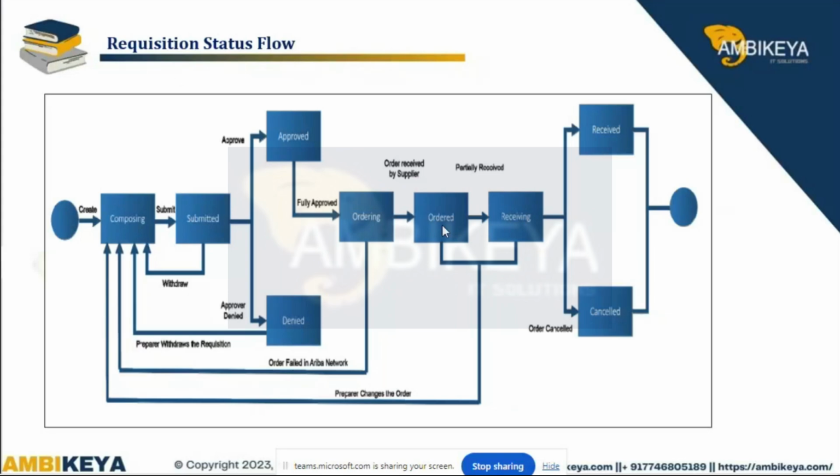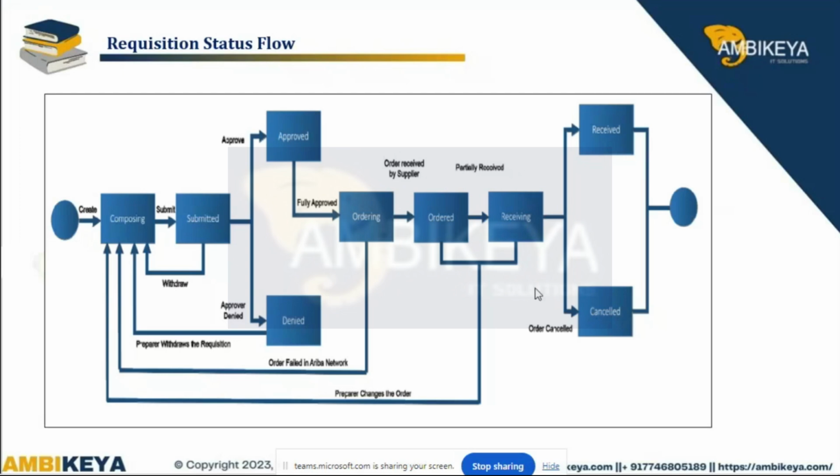For example, if you have already ordered 10 quantity and you have received only two, at such a stage the status of the purchase requisition will be receiving. Once you receive the full quantity, then only the status will become received. Once it becomes received, you are not able to cancel the purchase order or purchase requisition. But while it is still receiving, you can still cancel the purchase order or purchase requisition. You can observe here.